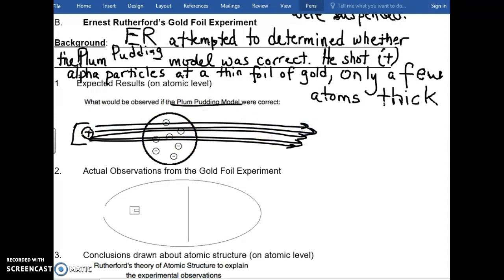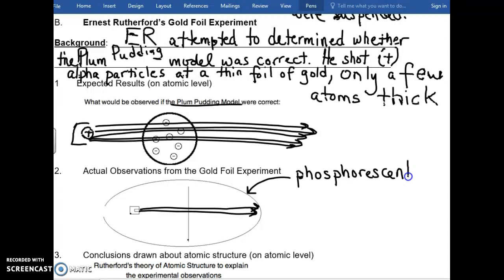Now, what actually happened? Well, here's our thin foil of gold right there. Here's our source of alpha particles, and here's what he saw. He saw that mostly as he expected, they flew through. And I'm getting ahead of myself. The construction. What is this outer perimeter? This is a zinc sulfide screen. It is what we call phosphorescent, meaning that when an alpha particle strikes it, it glows.